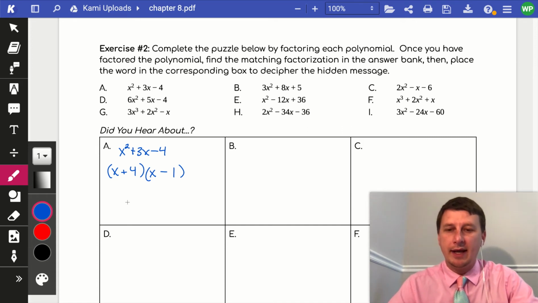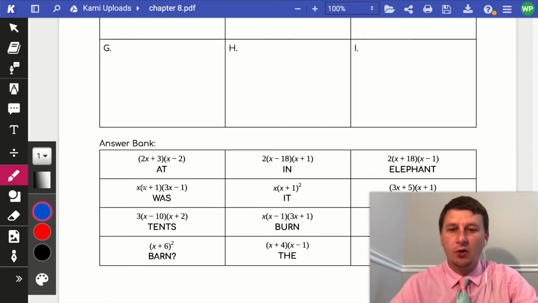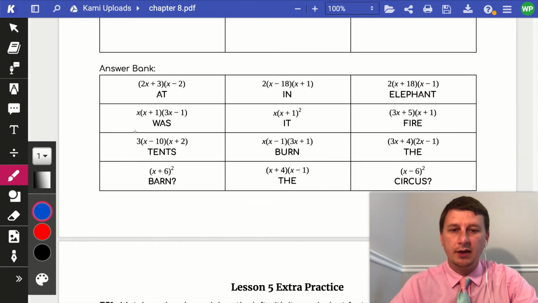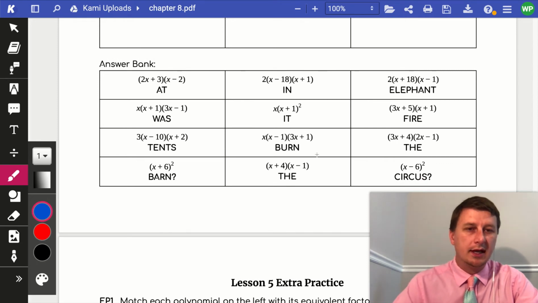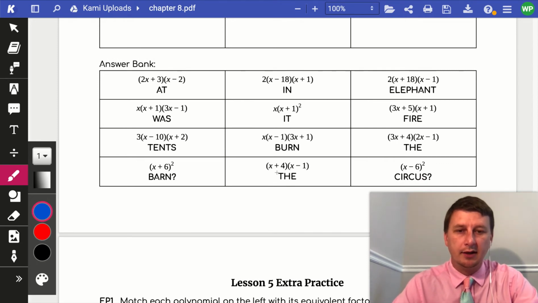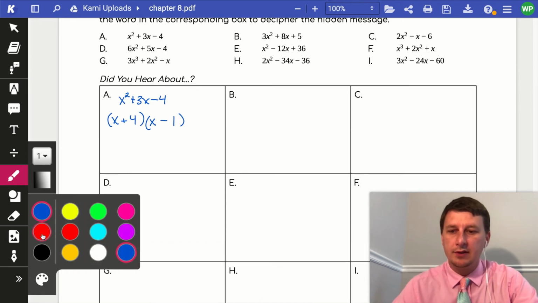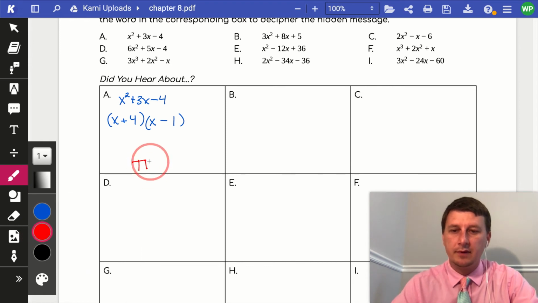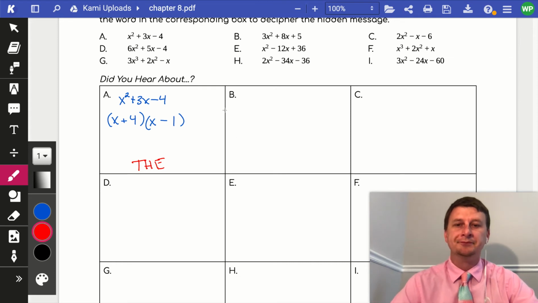So I'm going to go down to my answer bank now and look for x plus 4 times x minus 1. X plus 4 times x minus 1 right here. I've used that one, I could cross it off. And I'm going to put the word "the." So, "the." Did you hear about the? Okay. Part B.